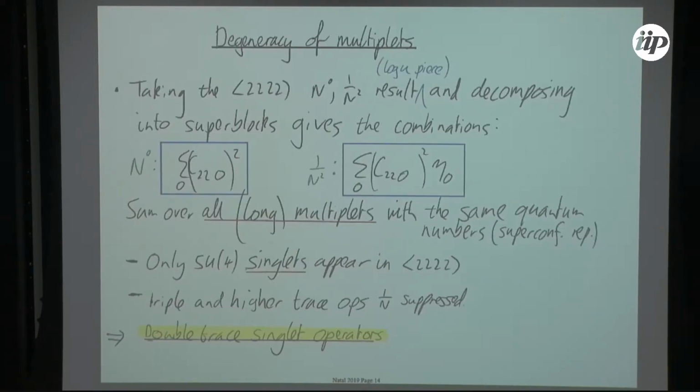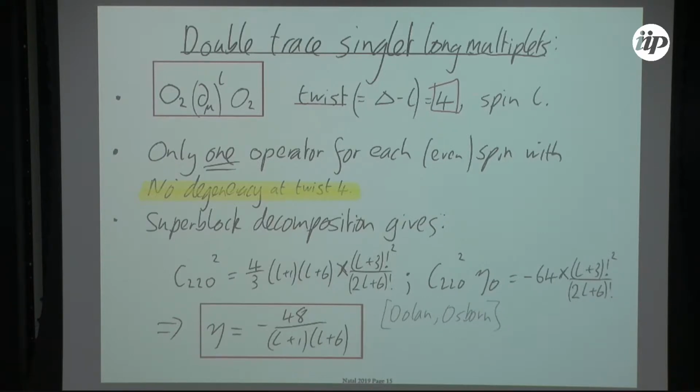So we've got the blocks, and now we can extract conformal partial wave coefficients from them. In particular, we can extract C22O squared, and we can extract C22O squared times the anomalous dimension. But of course, we only get the sum over operators with the same quantum numbers. So let's have a look at what these operators are. We're going to build it up in twist. Let's start with twist 4, twist being dimension minus the spin.